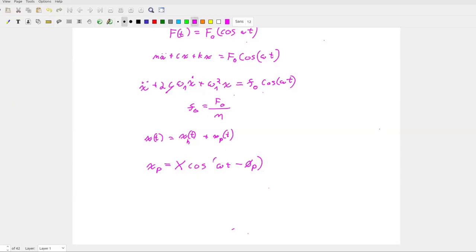And now the question is, why do we add that phi subscript p in? Because we know whenever I have damping, I get a phase lag. So I've got to have something there to compensate for the phase lag. So I'm going to put that in several places.